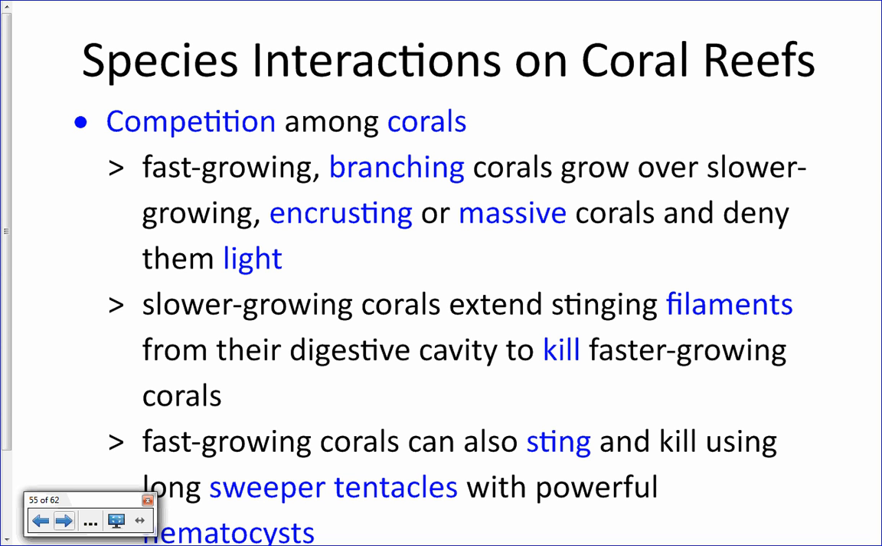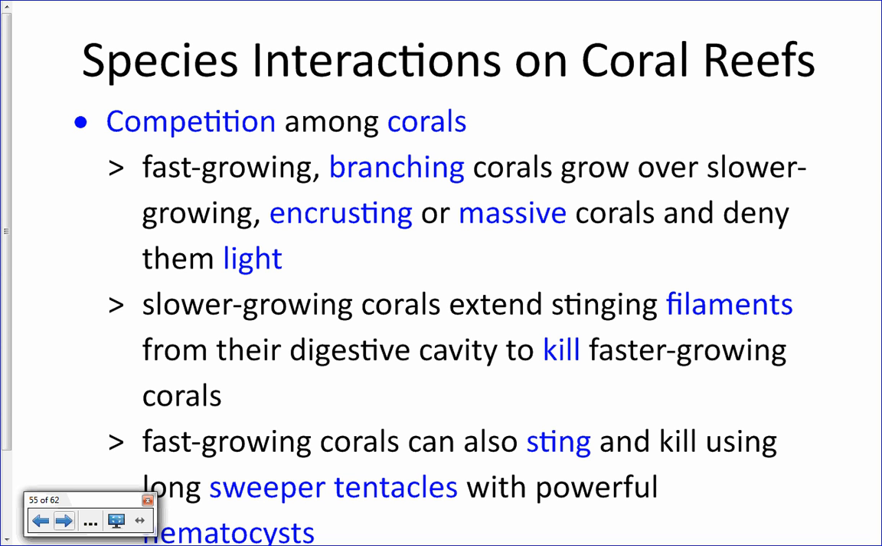And what we find is actually that branching corals grow faster than the massive corals. And when they grow faster than the massive corals, they block the light from them. So if you've got a massive coral and a branching coral right next to it, this one will grow faster and cover the massive coral here, and block the light. Well, this massive coral is not so happy, right? It's like, I need the light, and you are blocking it from me.